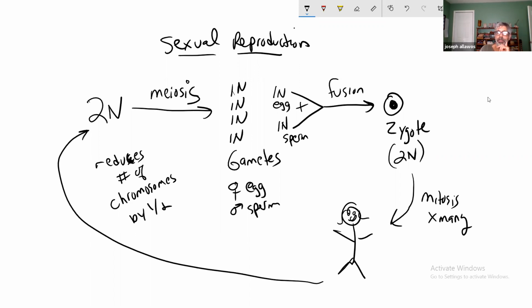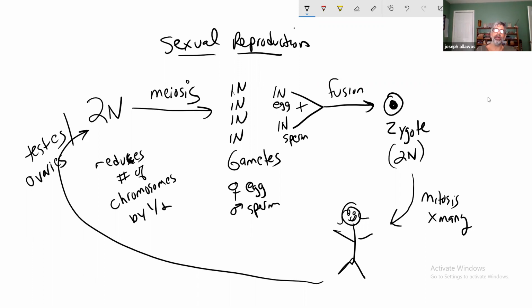Where does meiosis occur in us? Testes, ovaries. The only place meiosis occurs in us are in the testes or the ovaries, depending on if you're male or female. Why does this have to happen? Why do we have to do meiosis before we do fusion?